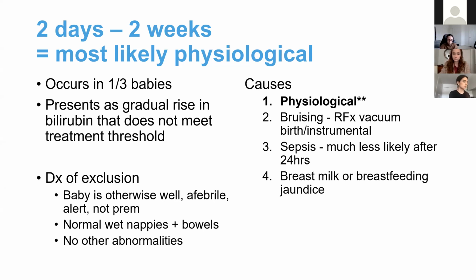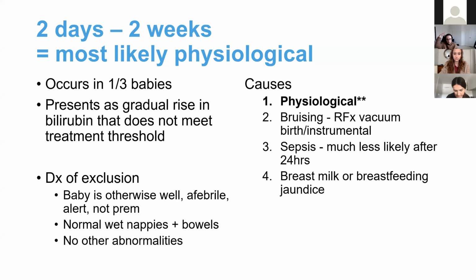And mainly it's a diagnosis of exclusion, because we can see that the baby's otherwise well, they're afebrile, they're alert, they're not prem, they have normal wet nappies and bowel actions, and there's no other abnormalities like congenital, like chromosomal abnormalities, things like that. Some other causes of this jaundice is things like bruising.